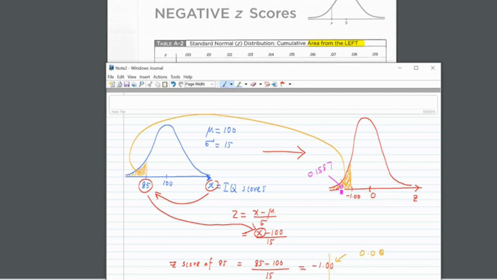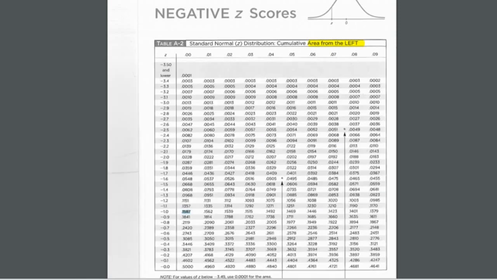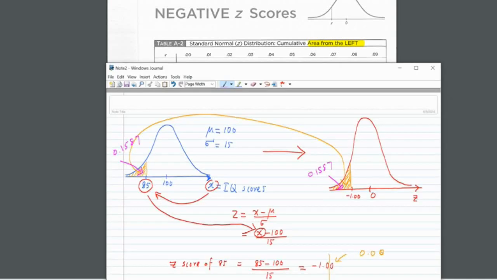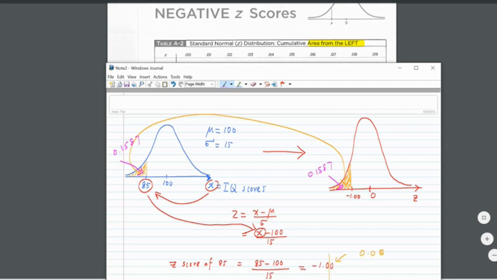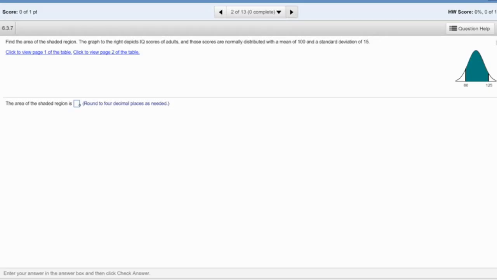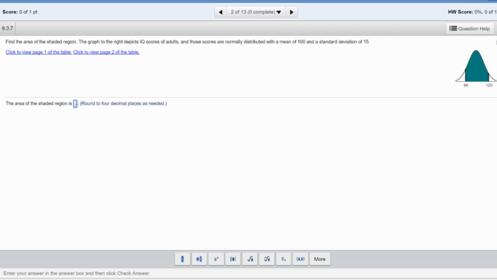From the theorem, this area equals this area, so this area also equals 0.1587. That's the answer. Let's type it and see. It asked us to find the shaded region in the question, so the answer is 0.1587.